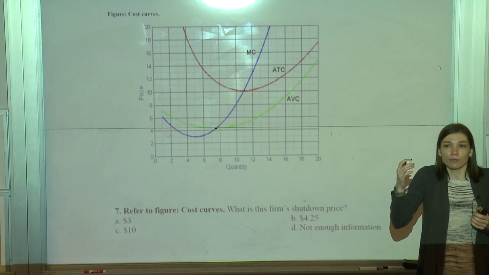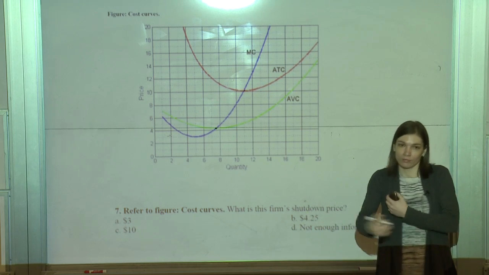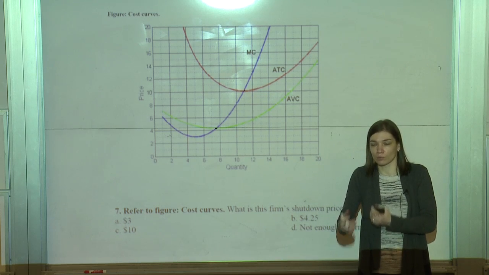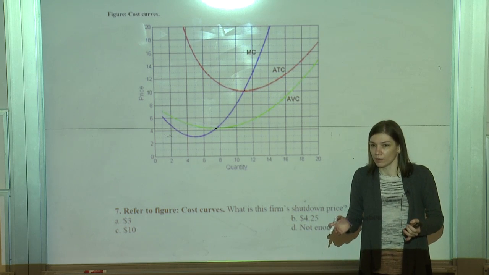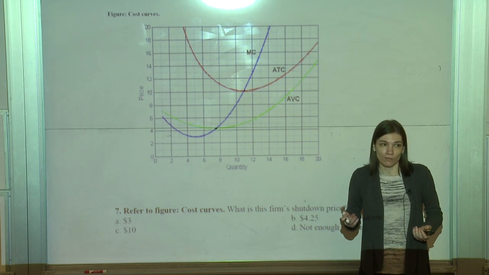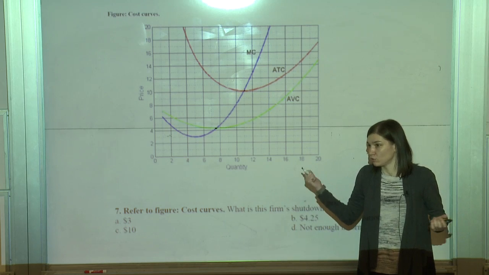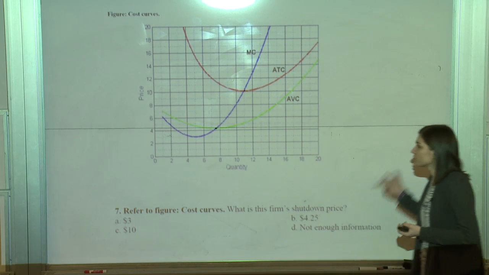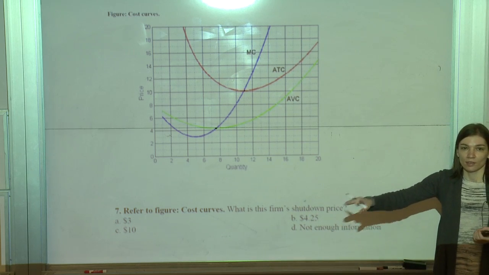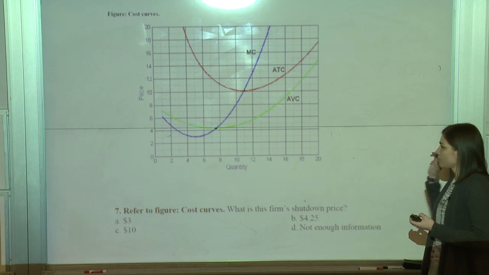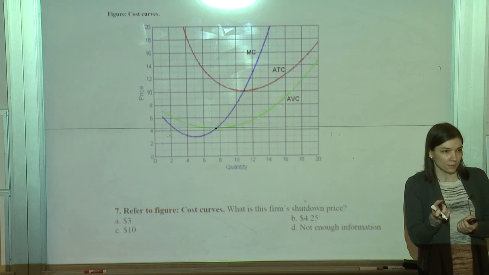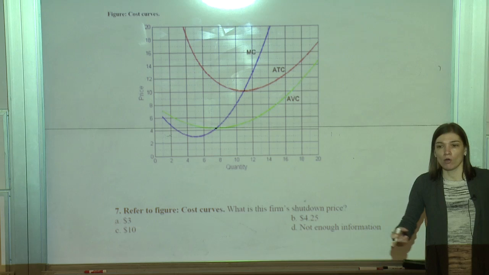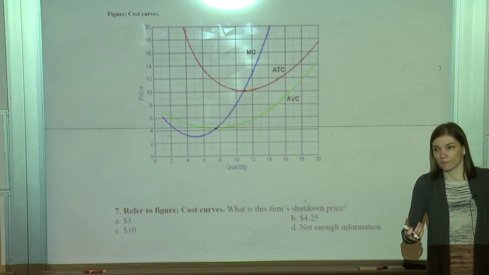So the shutdown price, the idea is that it's a short-term phenomenon. Is it worth it for the firm to operate in the short term or not? We know in the short term, you're not so flexible. So even if you don't produce any units, you're still going to pay the fixed cost. The question is, what price is going to make me indifferent between operating and paying both fixed and variable, or not operating and paying just fixed?